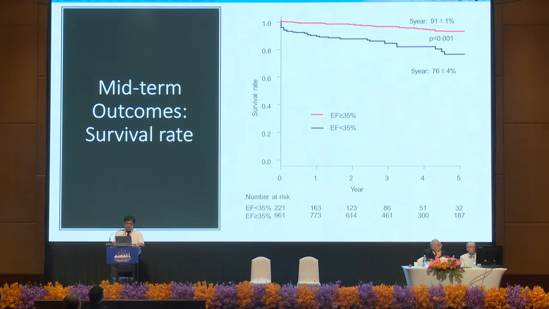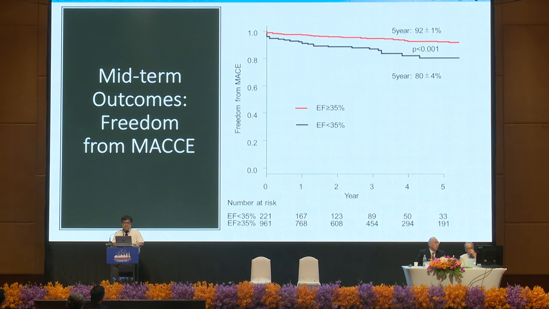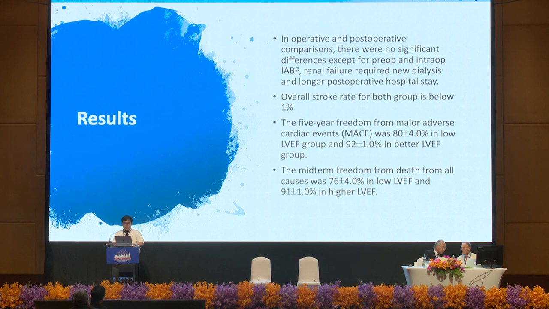Kaplan-Meier midterm survival is about 91% for EF above 35, and 76% in the group below 35. About freedom from major adverse cardiac events, EF above 35 is better, but anyway, the result is quite promising, I think.